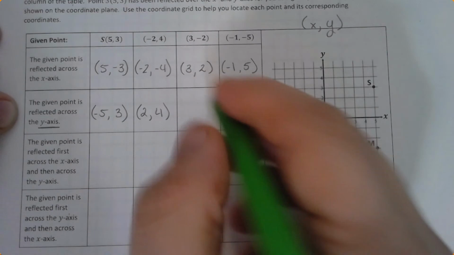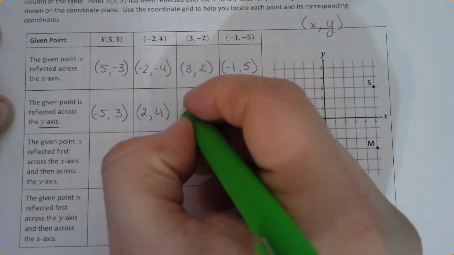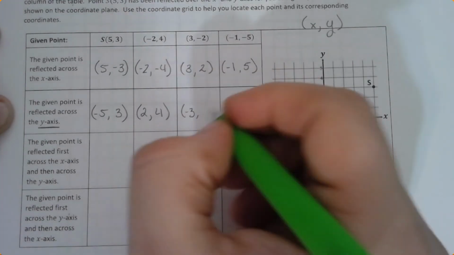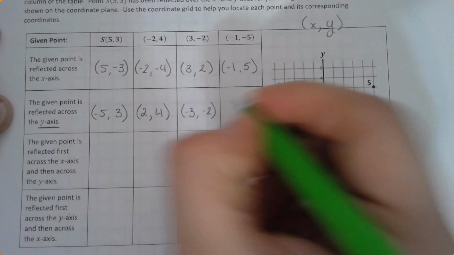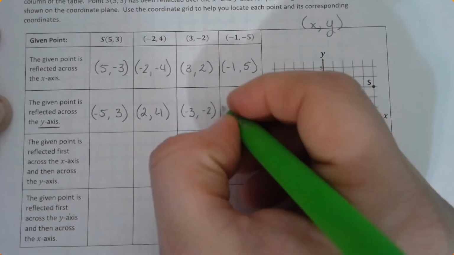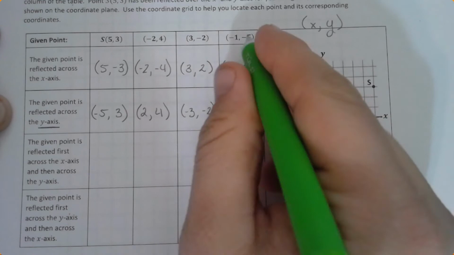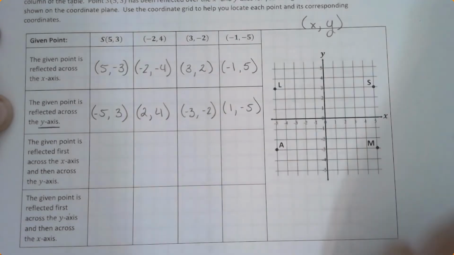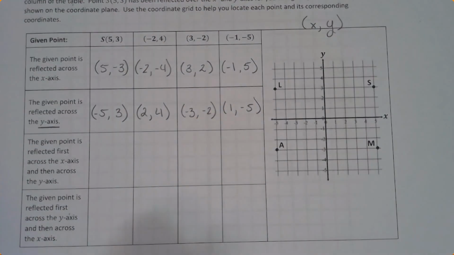The opposite of a positive 3 is a negative 3. The identical y value is a negative 2. The opposite of a negative 1 will be a positive 1. The y value remains the same. It's a negative 5. Okay? So hopefully you got the first 8 correct. Now we get to have a little fun.